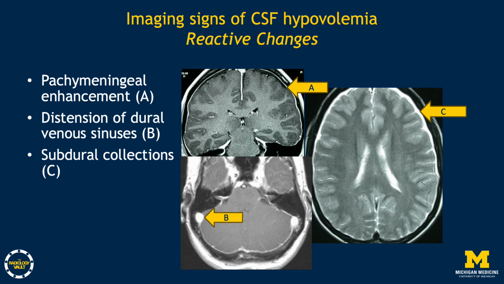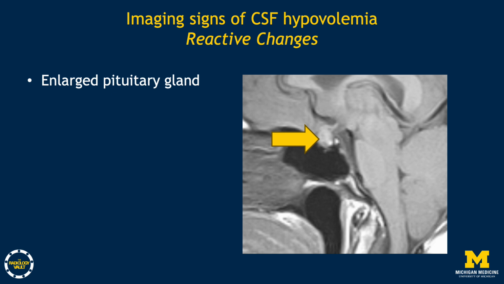Reactive increase in the blood pool is most evident in the form of thickening and enhancement of pachymeninges and dilation of dural venous sinuses. Subdural fluid collections may appear to compensate for decreased CSF volume. Effect of reactive hyperemia can also be apparent in the form of increased size of the pituitary gland. This enlargement can be misinterpreted as pituitary tumor. Careful attention to the presence of other signs of brain sagging and/or reactive changes can help reach the correct conclusion.